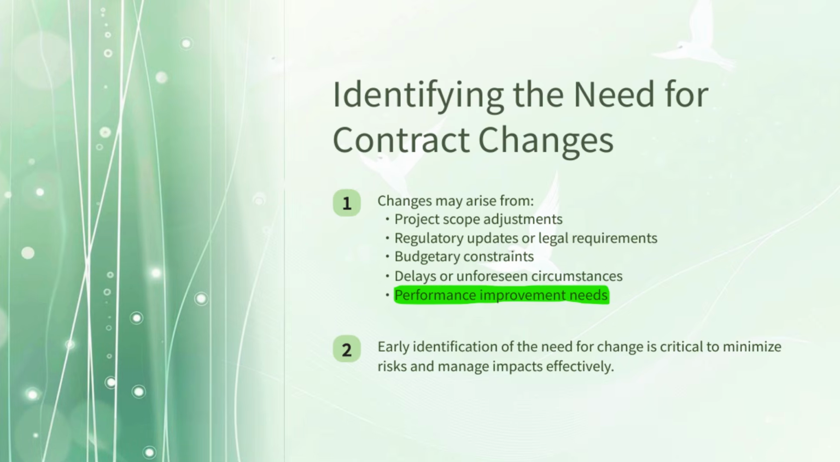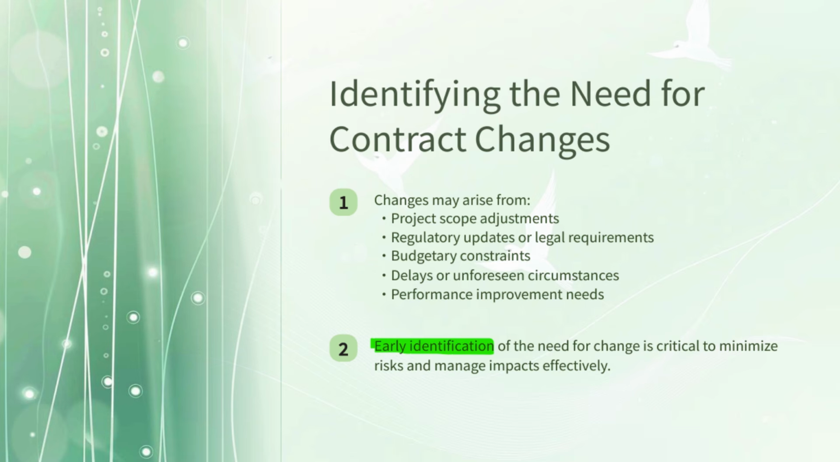Lastly, performance or quality issues. Performance or quality issues may also lead to contract changes. If a contractor or supplier is not meeting performance standards or delivering poor quality work, certain contract terms may need to be revised. This could include adding performance penalties, updating monitoring requirements, or revising deliverable timelines. These changes help protect the project's quality and maintain accountability.